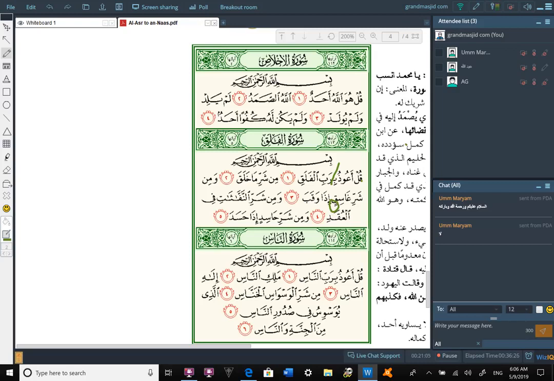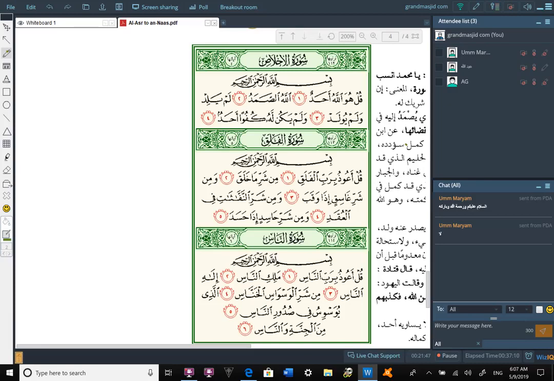Idha here is a dharf. It's a dharf which is mabni on a sukoon on that alif. It's a dharf of zaman, meaning when. Waqab comes from waw, qaf, ba, meaning to become dark and gloomy. Min sharri ghasiqin idha waqab: from the evil of the dusk, the approaching night, when it becomes dark and gloomy.